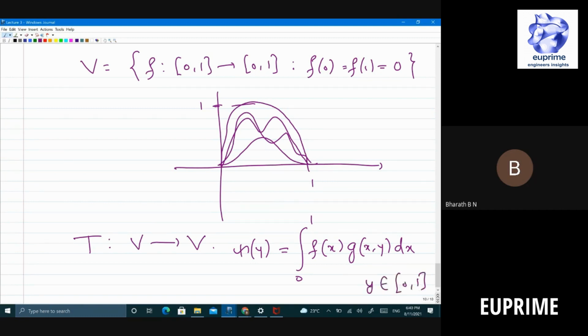Is that good enough? No. Why? Because I want this also, so I should ensure that psi of 0 is 0 and psi of 1 is 0 again. I should choose such a function g of x, y. Then it's a valid transformation. Fine? Now the question is, can it be linear? So let's not go deep into this. We can come up with an example where the transformation is linear even here.